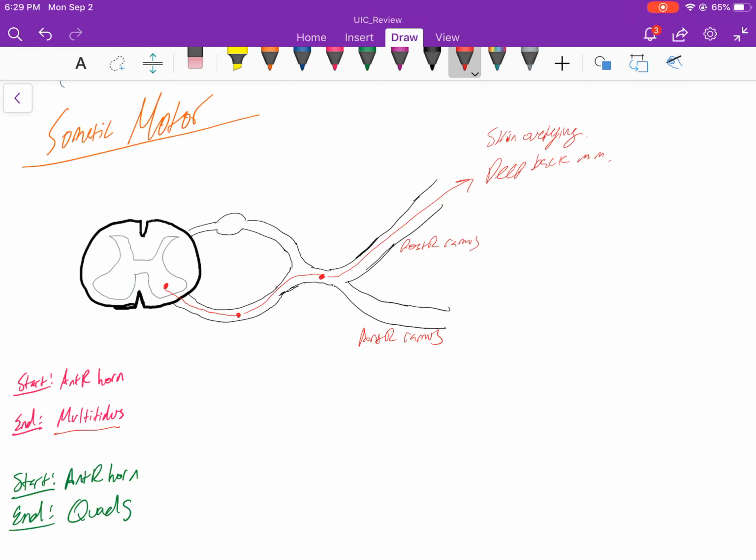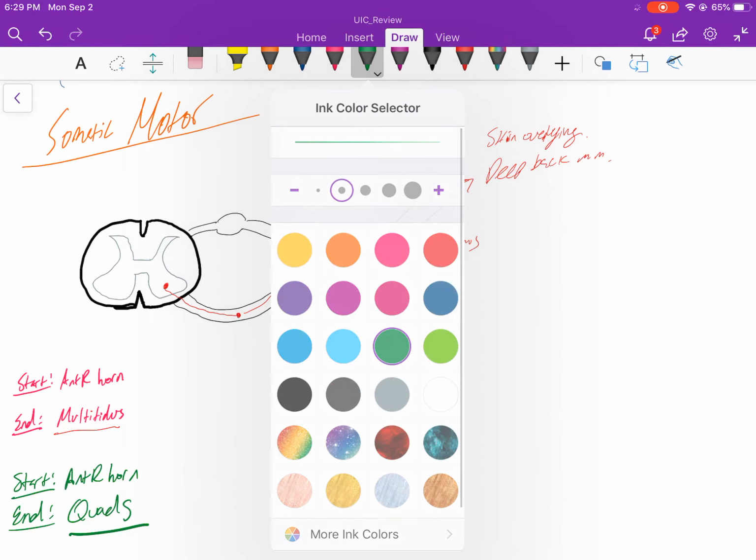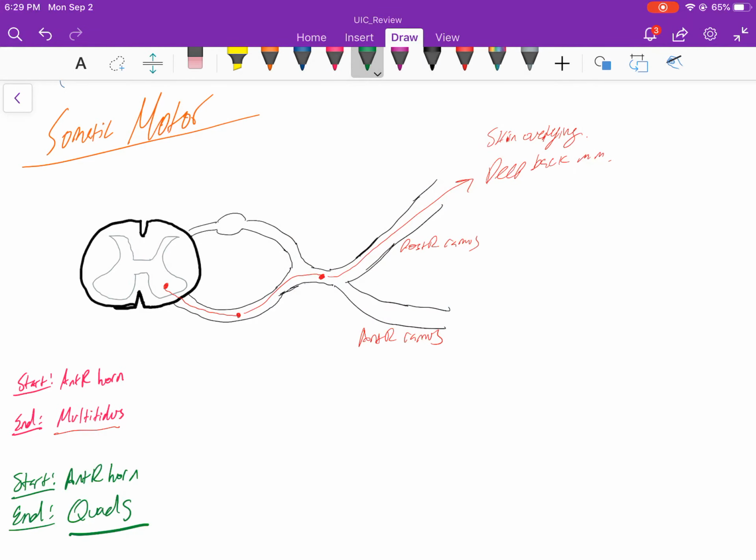Let's say instead of innervating something in the deep back, we want to innervate something like the quads. Well, first, we're going to start off again at the anterior horn, go through this anterior root, pass through that spinal nerve, and since the quads, it's not in the back area, we're going to go through the anterior ramus because that's where everything else is located at. No back, basically. So this would include the quads.